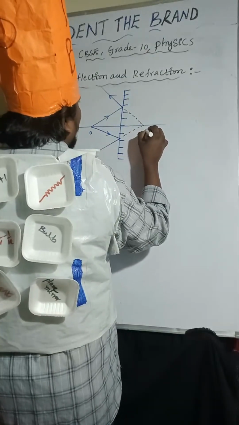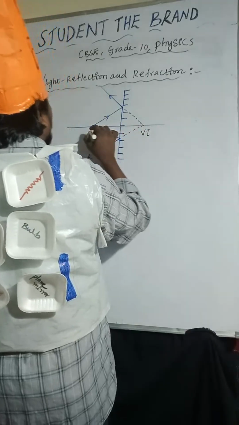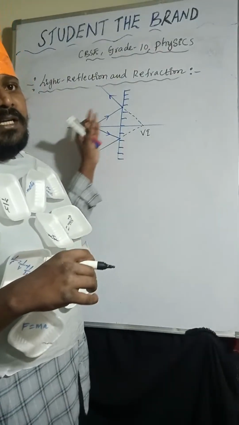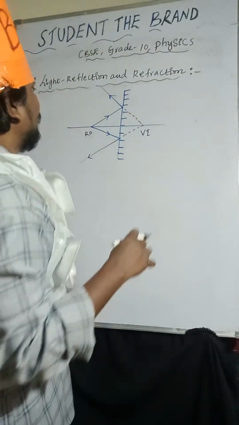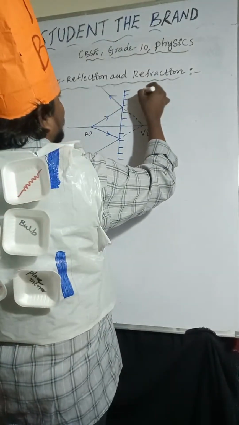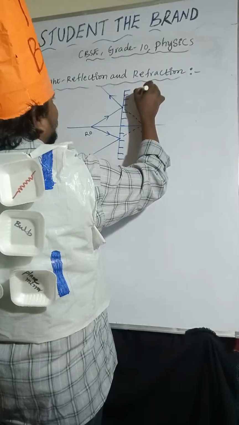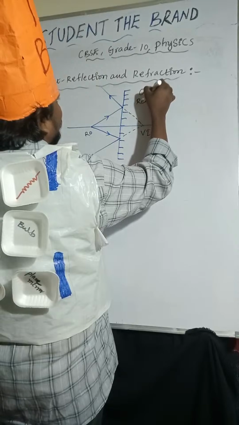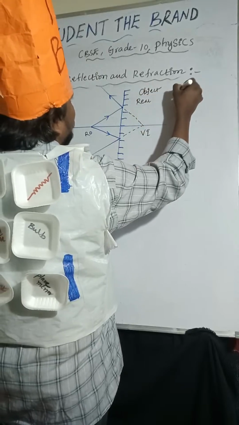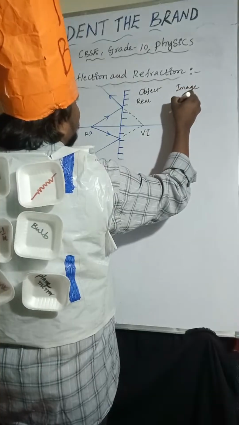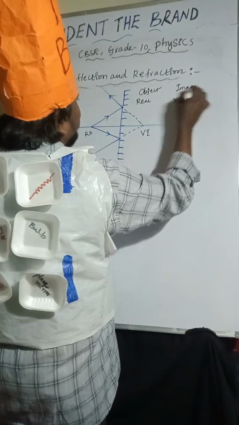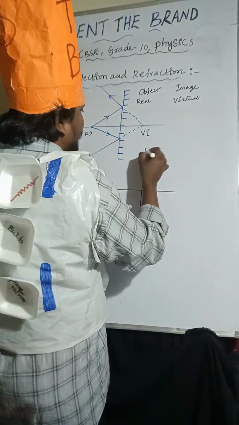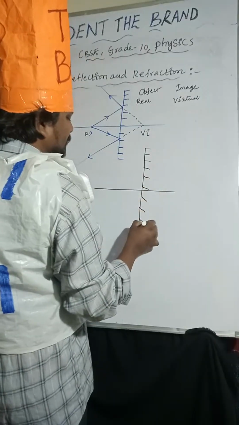So real object and virtual image. In this case, the object is real, the image is virtual.